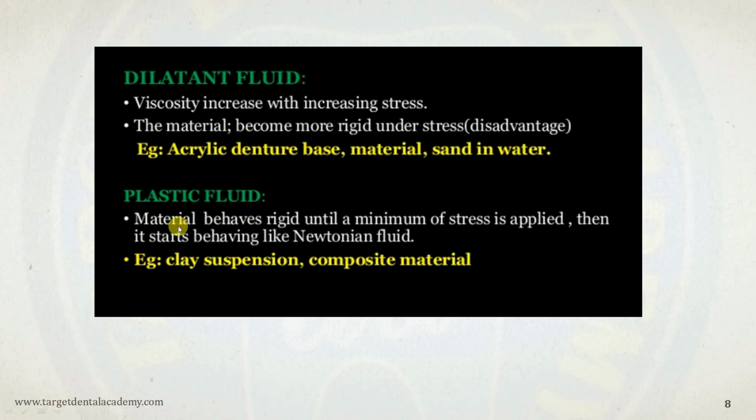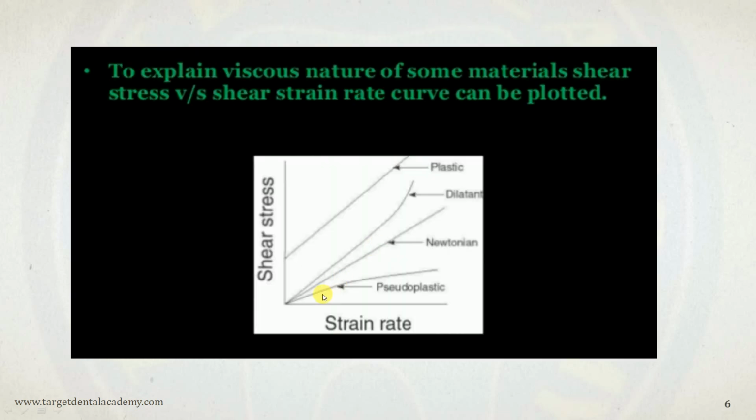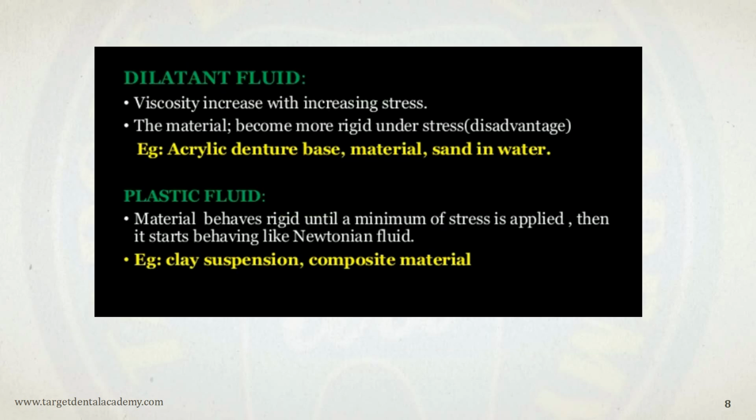Coming on to the plastic fluid, in this the material behaves rigid until a minimum stress is applied. Then it starts behaving like a Newtonian fluid. The Newtonian fluid was a straight line plotted on the stress and strain curve graph, and the plastic is somewhat equal to the Newtonian fluid once that stress is reached. Examples are clay suspension and composite material.